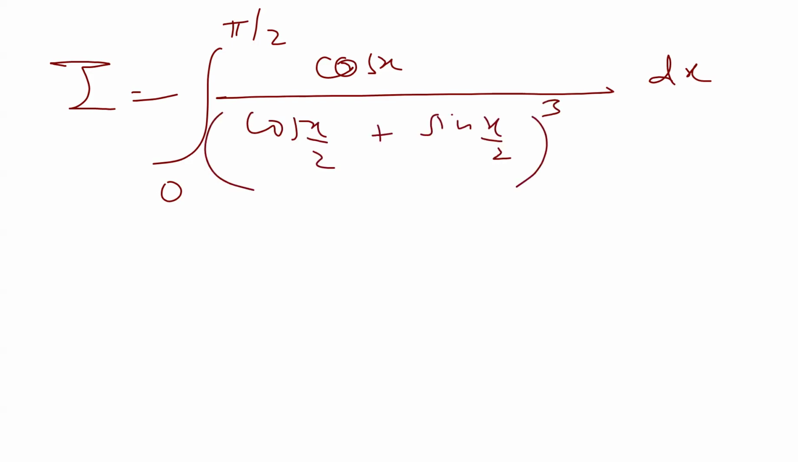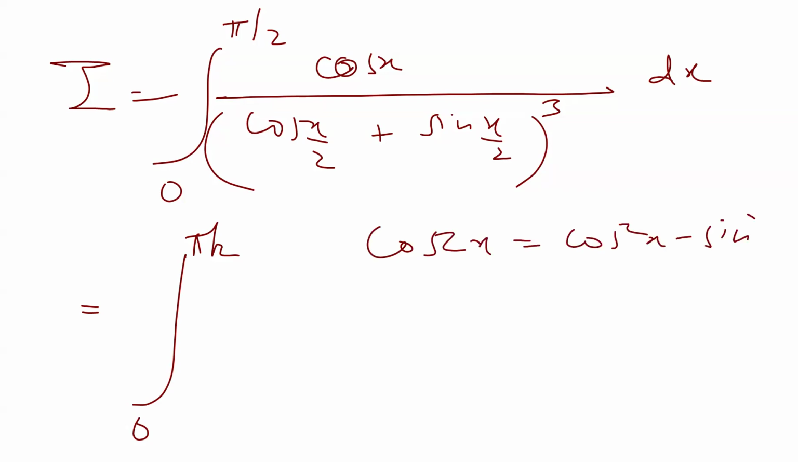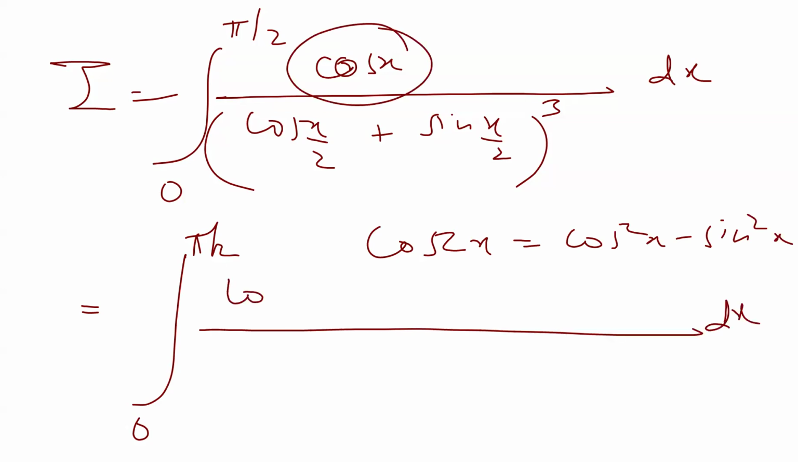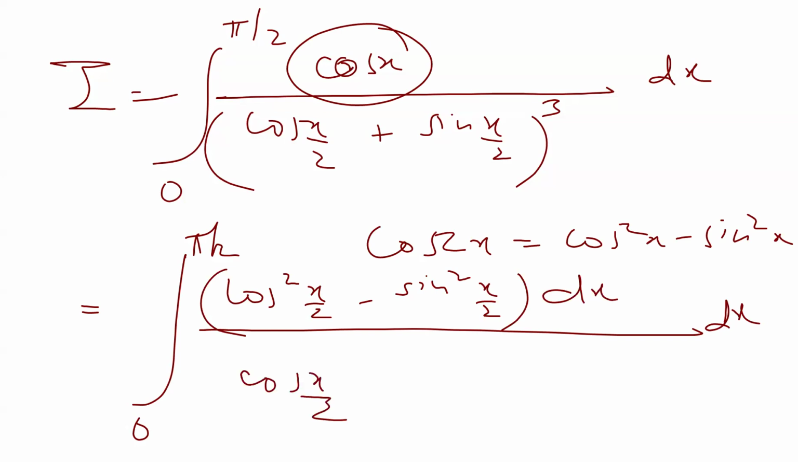Okay. Now we'll apply the half angle formula in the numerator. See, cos 2x is equal to cos square x minus sin square x. So cos x will be, I'll just write it for you so that you don't get confused. So cos x will be cos square x by 2 minus sin square x by 2 dx. Cos x by 2 plus sin x by 2 the whole cube.